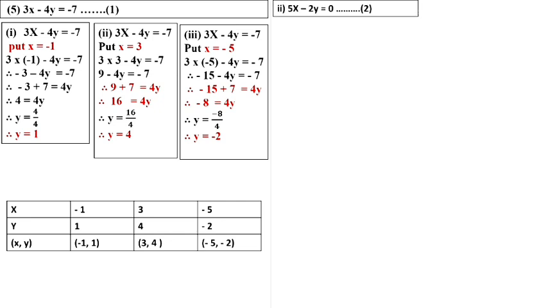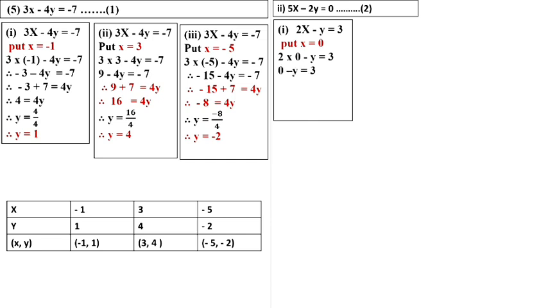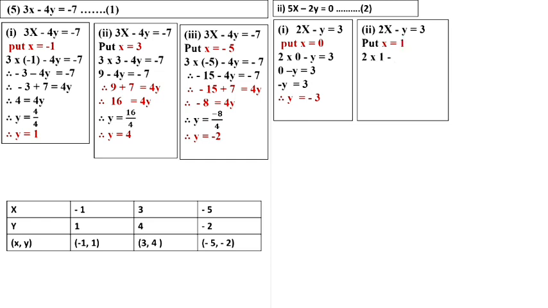The second equation of question number 5 is 5x minus 2y equal to 0. Same way we will solve these sums. The x value we are going to take is 0. So here, what y value do we get? Minus 3. If we take x value 1, then what y value do we get? Negative 1.